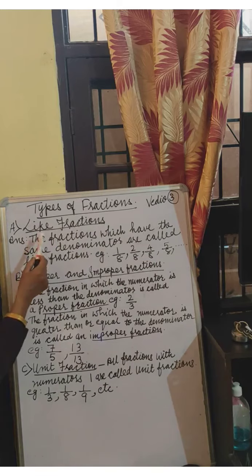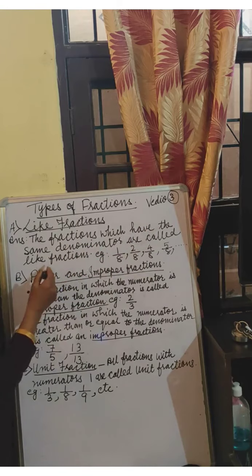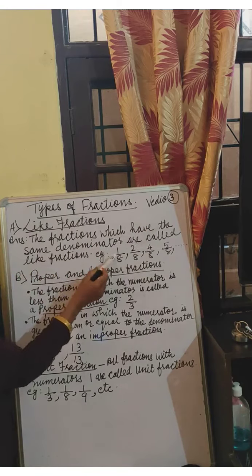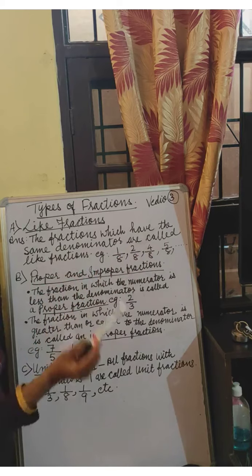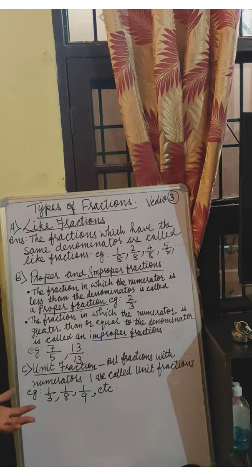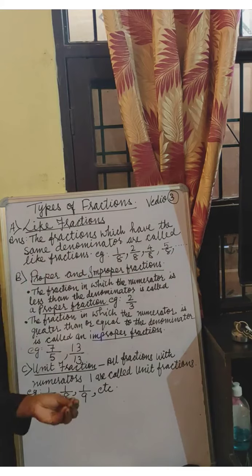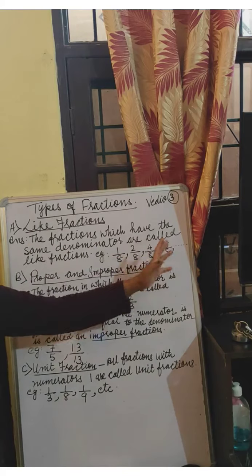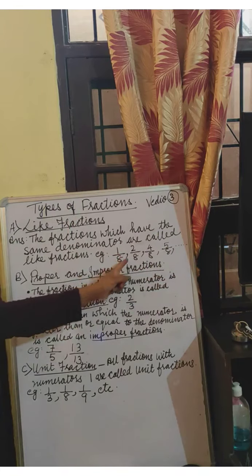Like fractions means the fractions which have the same denominator are called like fractions. For example, 1 upon 8, 2 upon 8, 4 upon 8, 5 upon 8, sorry, not 9 upon 8, 6 upon 8, 25 upon 8, 9 upon 8, all these have the same denominator. Here we consider a group of two or more fractions. Single fractions we cannot consider here.